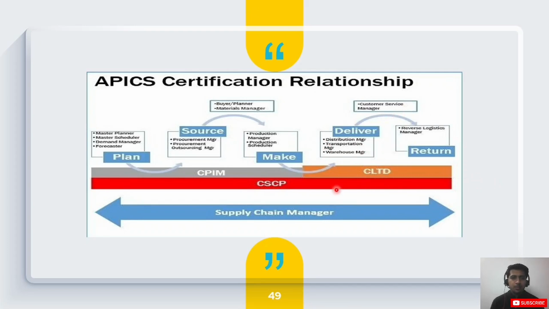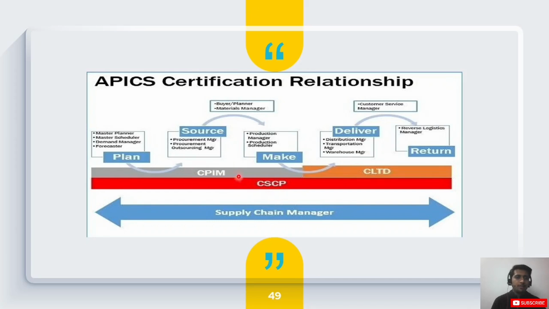Now if you ask me what is CACP, well, CACP covers everything end to end. It would be mostly like a mini supply chain MBA. So it will cover everything from plan, source, make, deliver, and return. So if you are targeting a role of a supply chain manager, then CACP is one of the courses which you should be targeting.